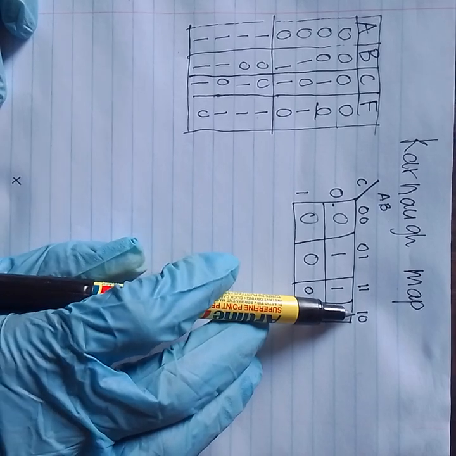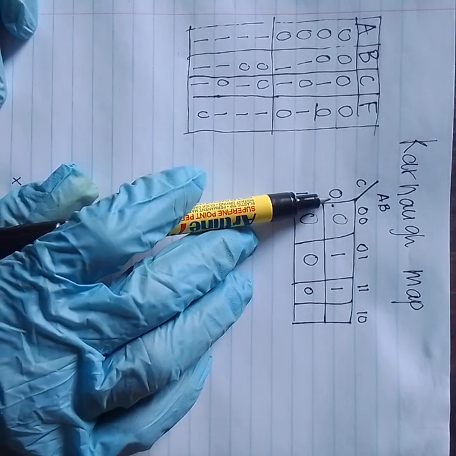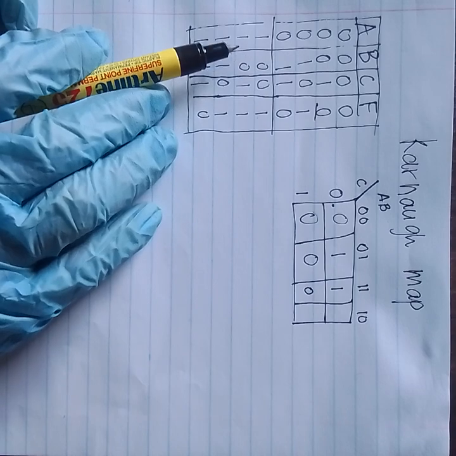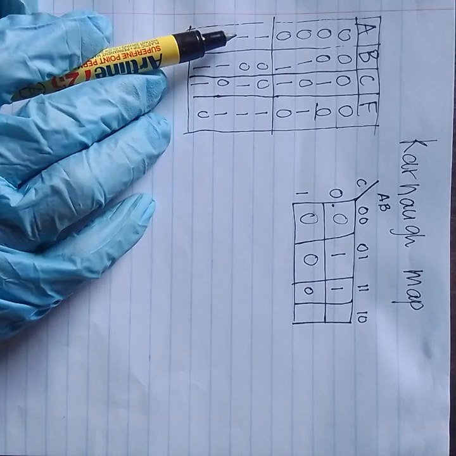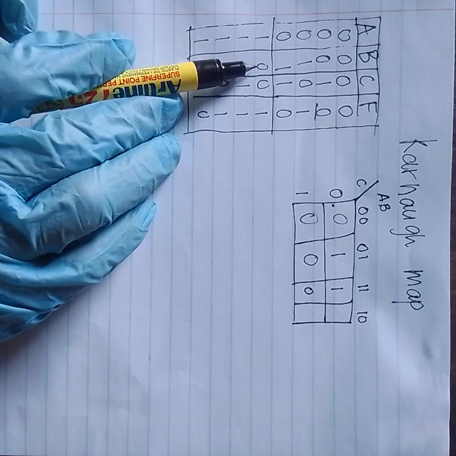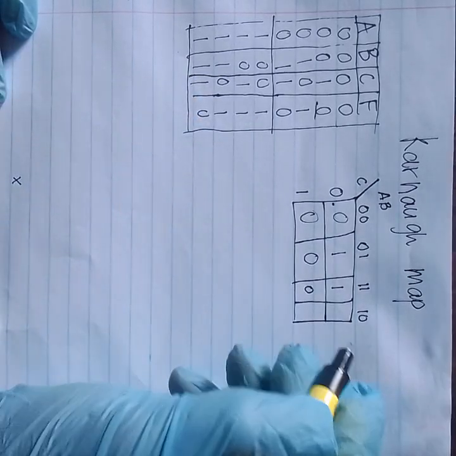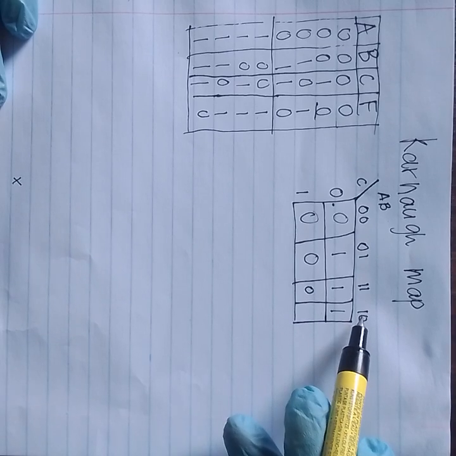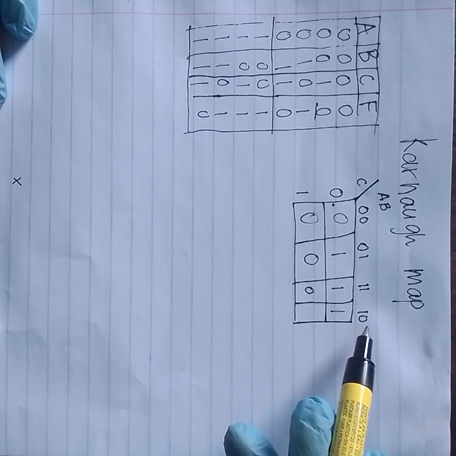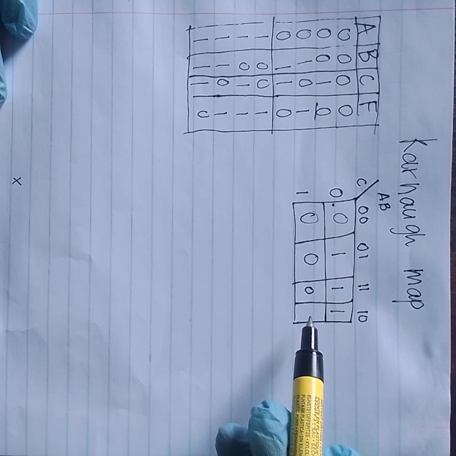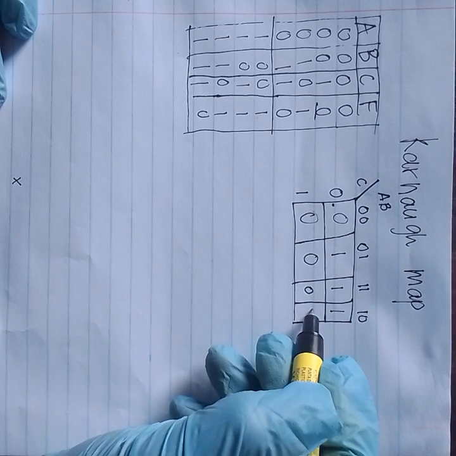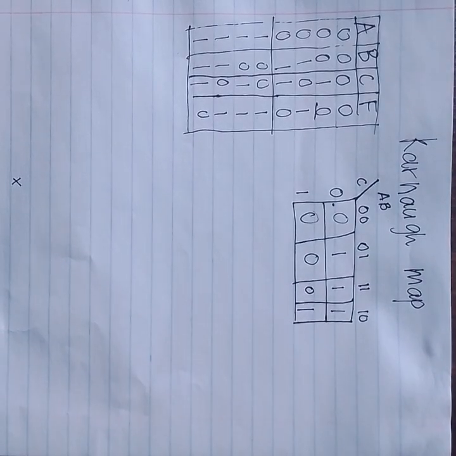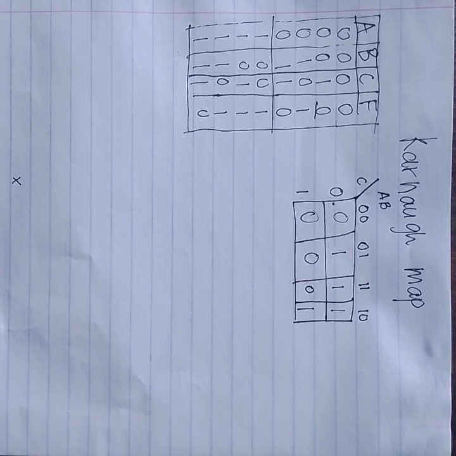When A is 1, B is 0 and C is 0, output is 1. When A is 1, B is 0 and C is 1, output is 1. That's how we take the data on the truth table and fill in the K-map. This is the first part.